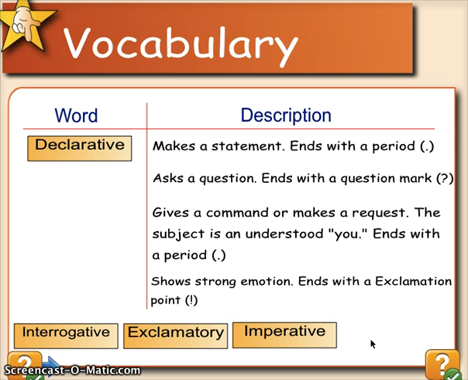The next type of sentence can ask a question, and it ends in a question mark. Did the children board the train? That type of sentence is an interrogative sentence.